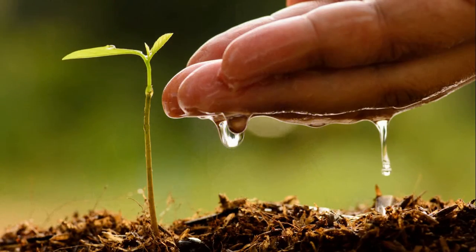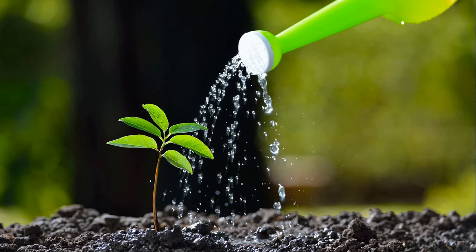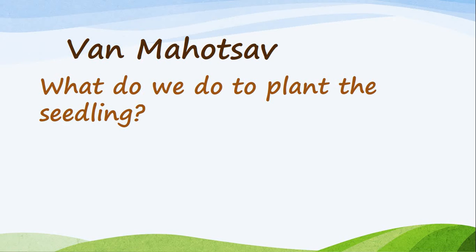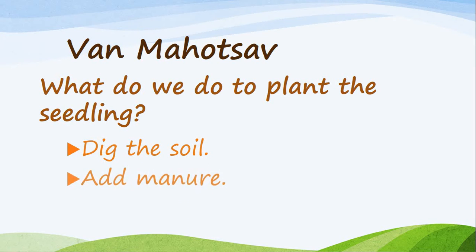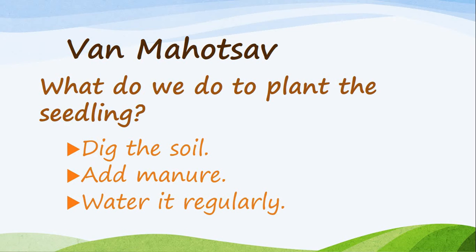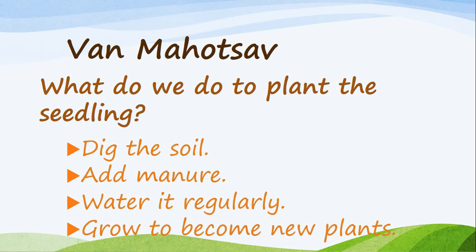Come to water it and see it grow every day. When you get a chance to do this activity, definitely you should do it. Okay? What do we do to plant the seedling? Yes, we need to dig the soil. We may need to add manure if required. Plant the seedling and water it regularly. The seedlings grow to become new plants.